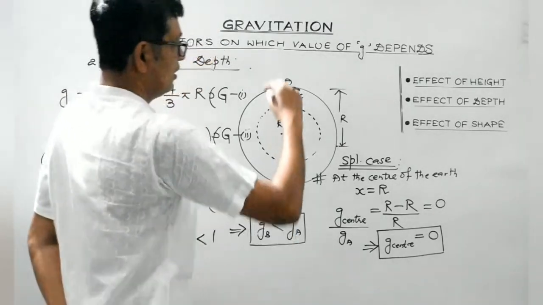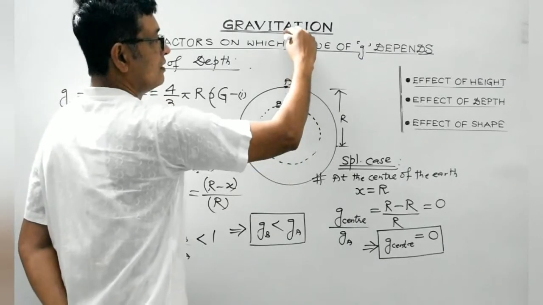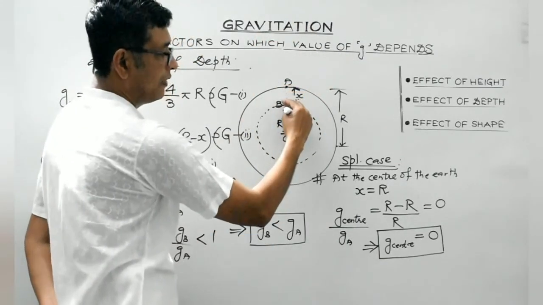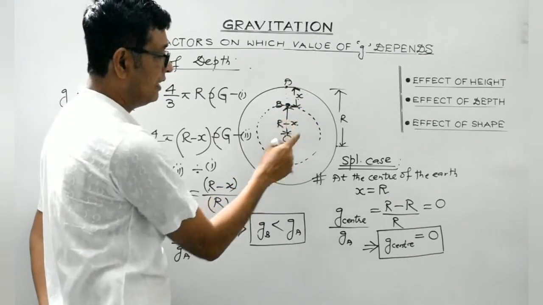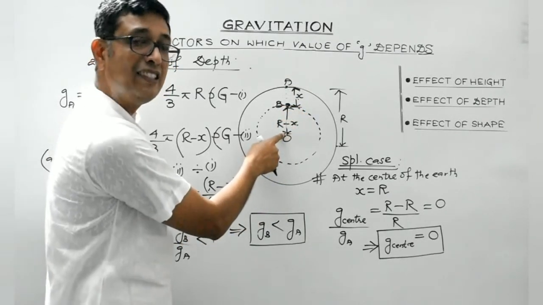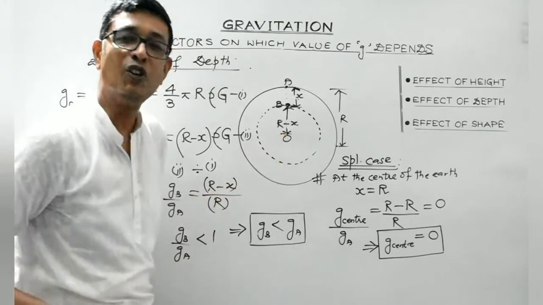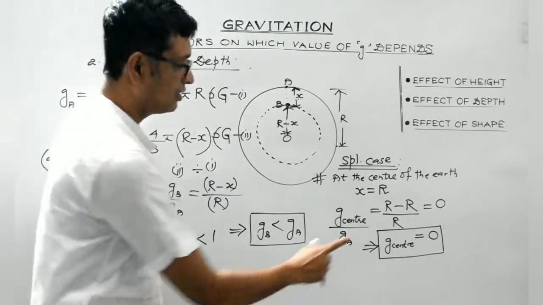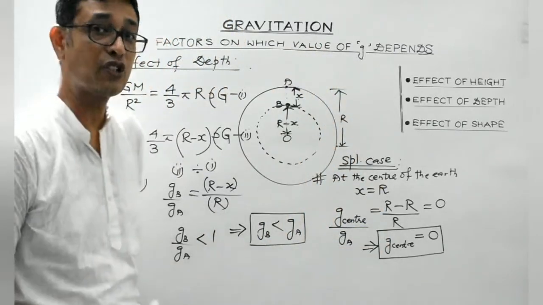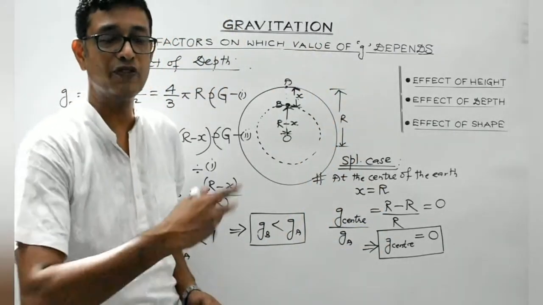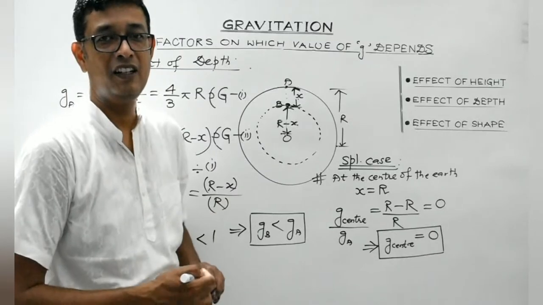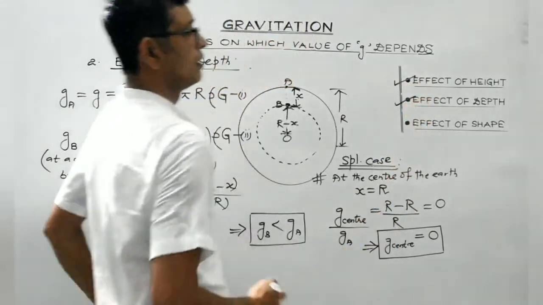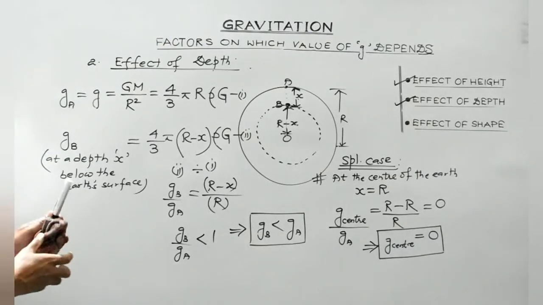So students, with the increase in the height, the value of small g decreases. With the increase in the depth, the value of small g again decreases, and eventually and ultimately at the center of the Earth, the value of acceleration due to gravity becomes 0. So this is a very very important result which we will be making use of in the later section, right? So we have discussed these two topics, effect of height as well as effect of depth.